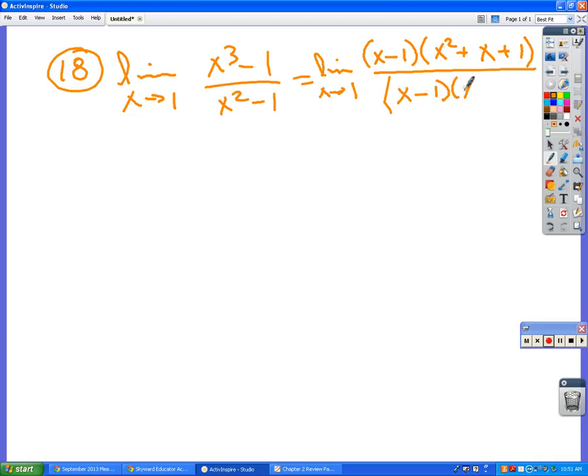that factors into x minus 1 times x plus 1. And now that you have that, you can cancel. And then since the stuff on the bottom canceled, now you can plug in 1 directly and get 3 halves or 1.5.